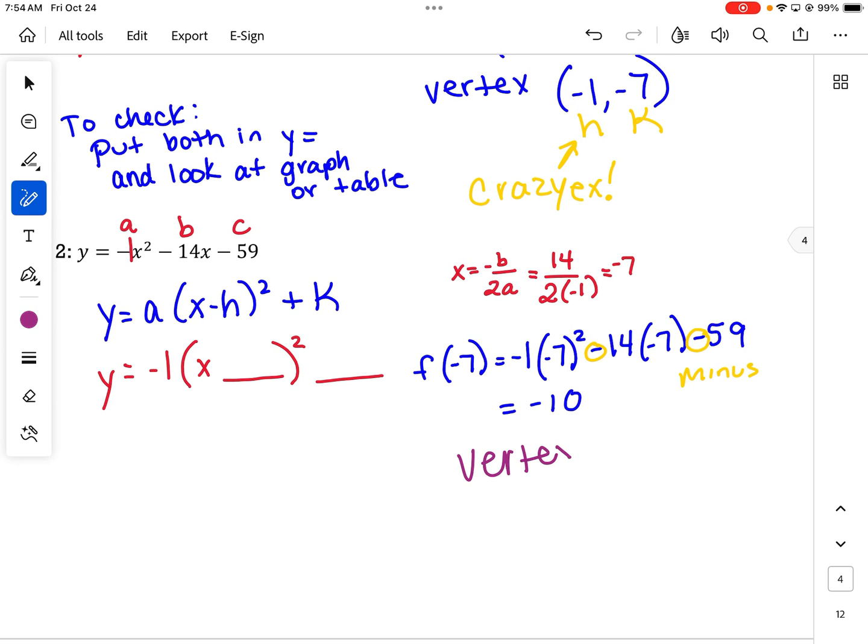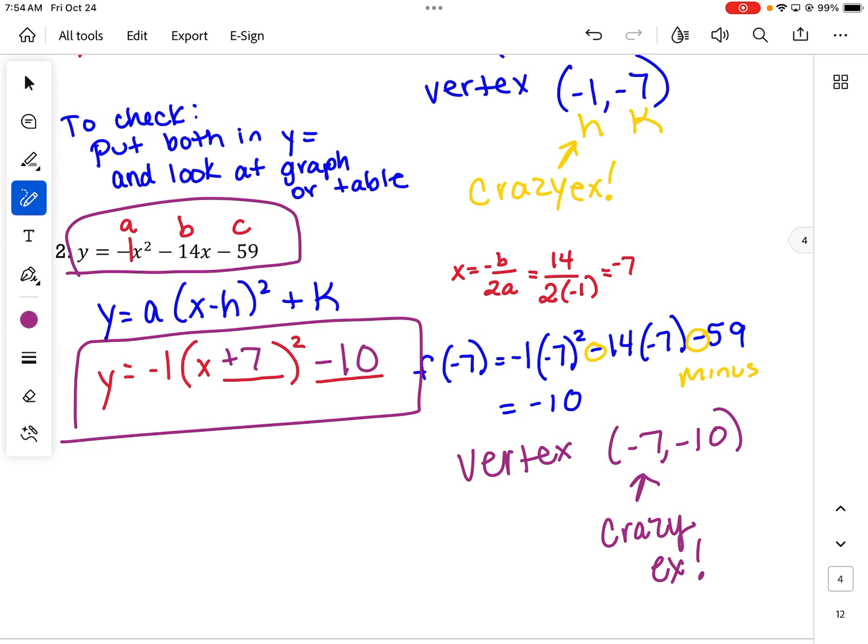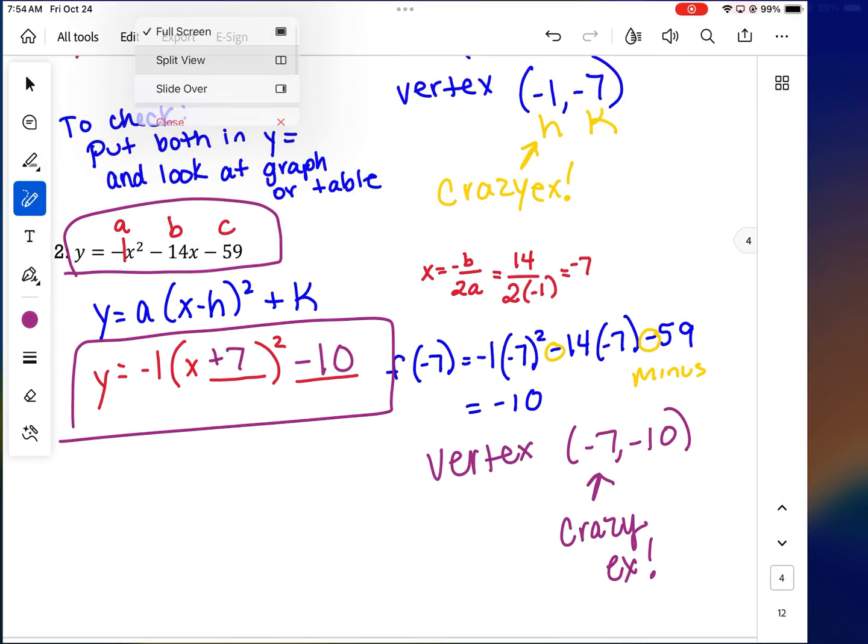All right, so the vertex is -7, -10. So we'll plug it in. The x, it says x minus h. Remember, crazy x. So it's going to be +7. And then -10. Okay, put these in to see if they match up on the graph, on y equals.